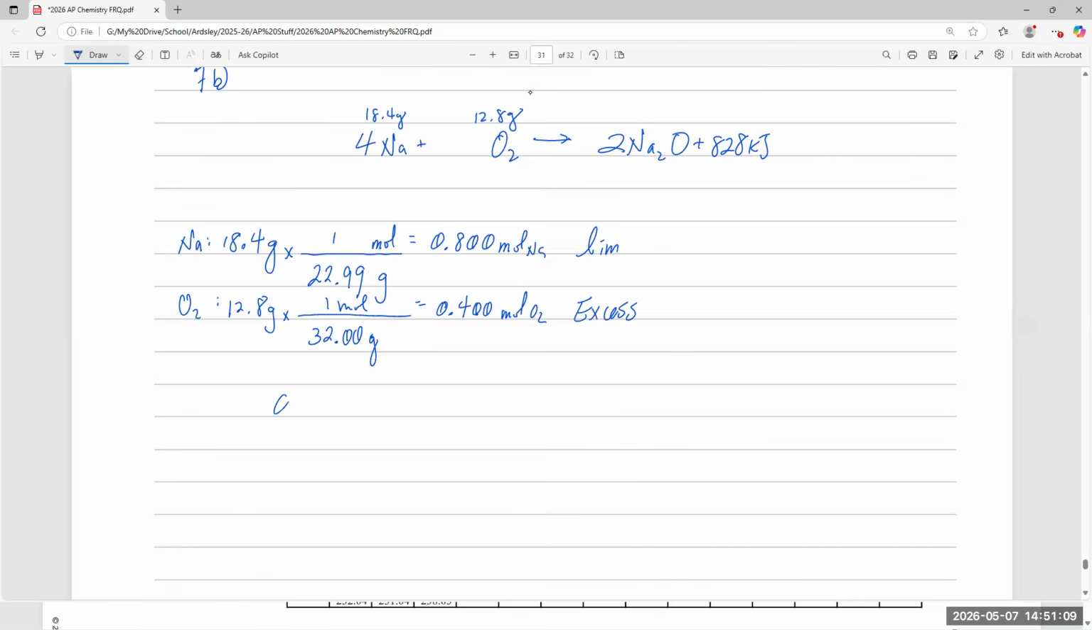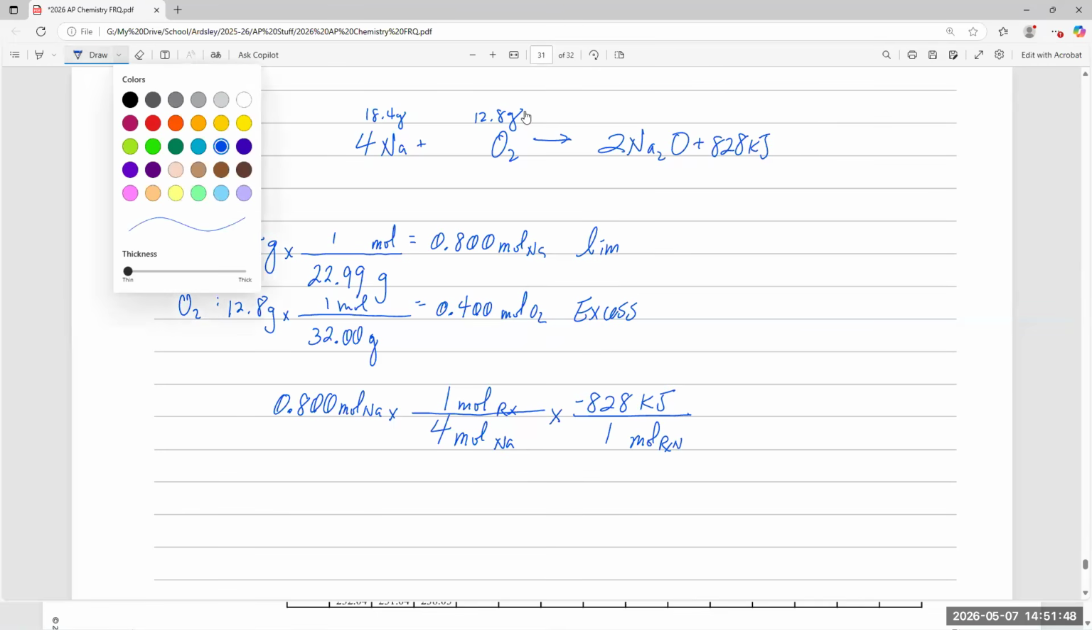Sodium is the limiting reagent. So it's going to be 0.800 moles of sodium, right? And then what do we know? We know that it's 4 moles of sodium per 1 mole of a chemical reaction. For one equation, that's the reaction, right? For the entire equation, you get 4. That's what this is trying to say. And then what else do we know? We know that the delta H value is negative 828 kilojoules per 1 mole of the reaction, right?